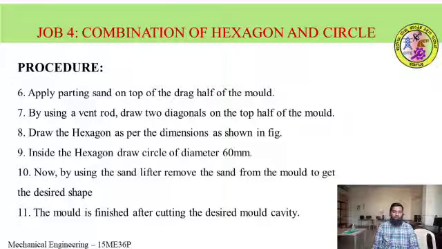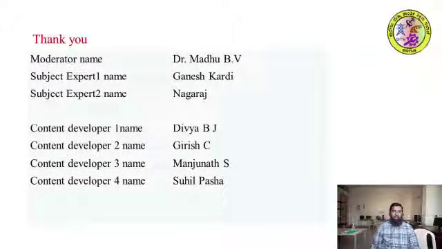This experiment is the combination of the first experiment and second experiment of this lab. This finishes experiment number 4, that is the combination of hexagon and circle.